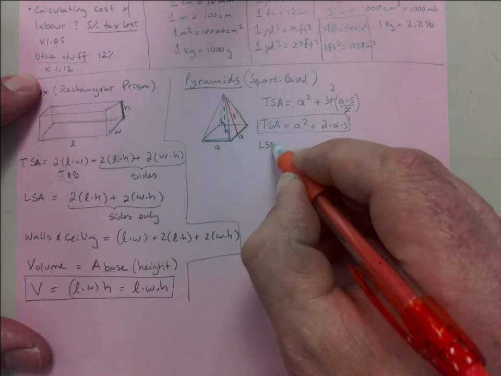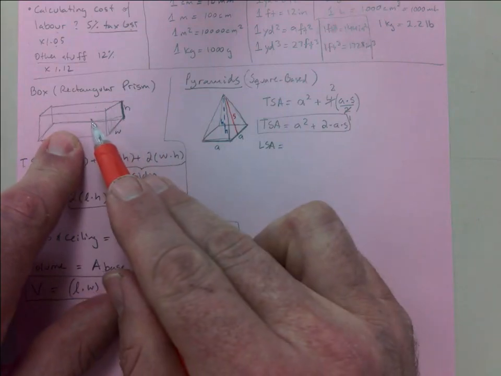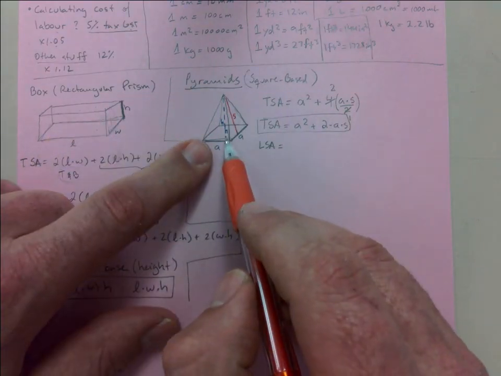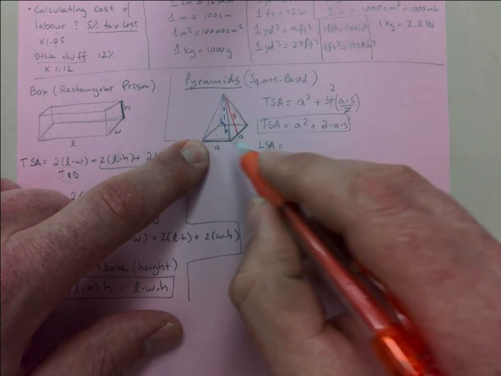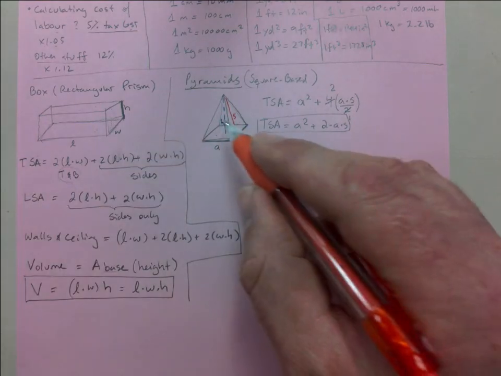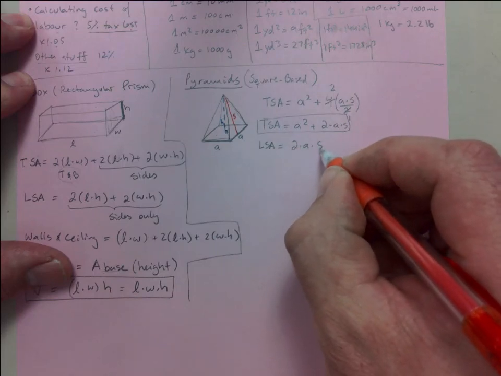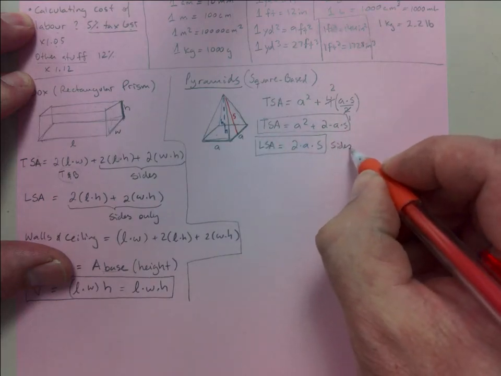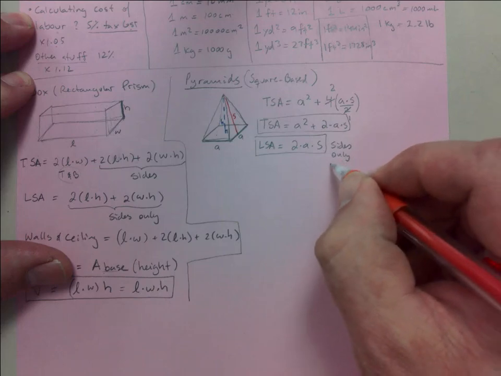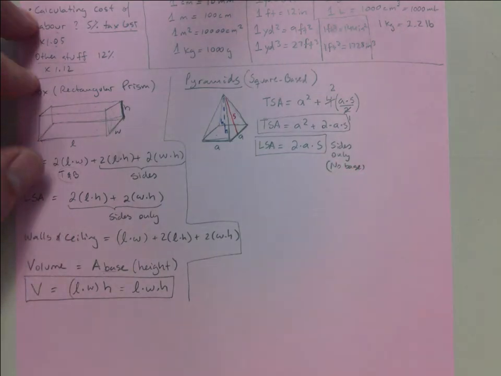The lateral surface area, that'll be the case when this is stacked on top of a box, let's say. You're not interested in the base at that point because we only want exposed surfaces. So the lateral is kind of like the sides, would only be 2AS, 2 times A times S. Sides only. No base. Whatever works for you there, but no base if you do that one.